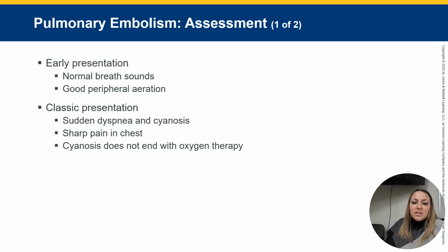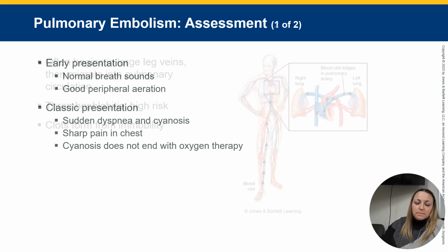The more classic presentation is going to be that sudden onset of difficulty breathing with cyanosis, possibly with that pinpoint sharp chest pain, and the cyanosis doesn't improve with oxygen therapy. There's no change with the amount of oxygen you give them, or very small changes.